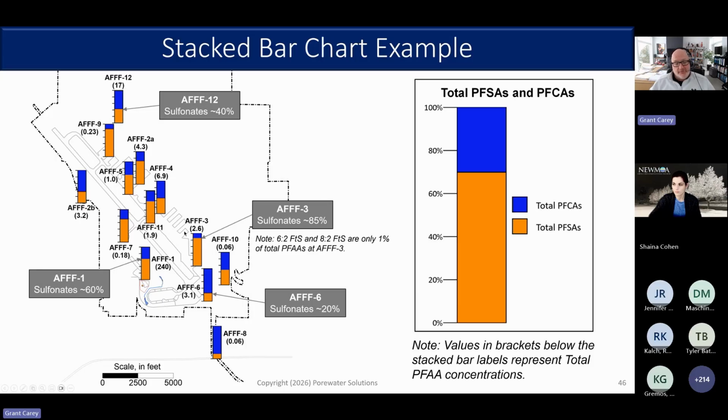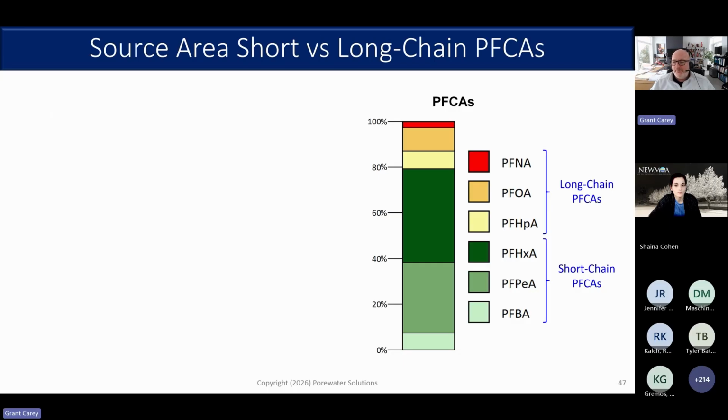And then you look at different again, AFFF3, now we've got 85% sulfonates. AFFF 6 is the opposite, only about 20% sulfonates. So you start to see different products being used or handled in different areas. And that's not surprising. That's something we see at a lot of these sites. Some sites are more of a mixture of different products. Some sites might have more predominant use of one versus the other.